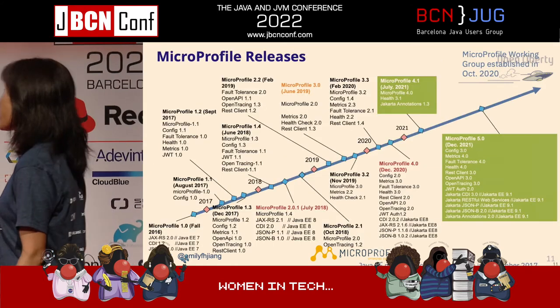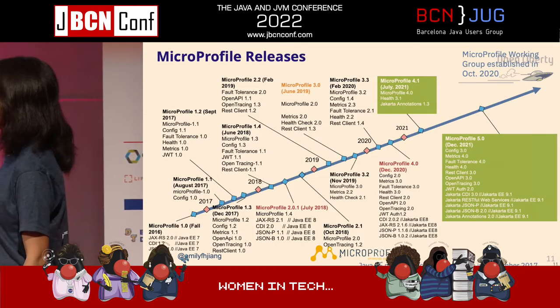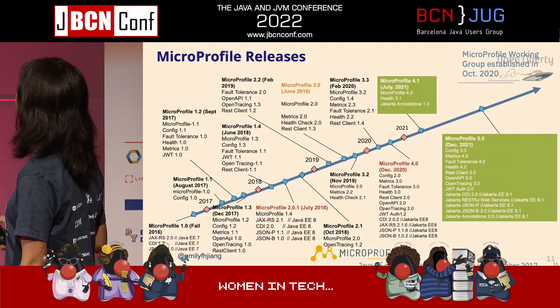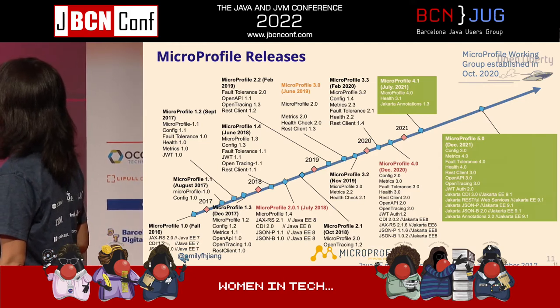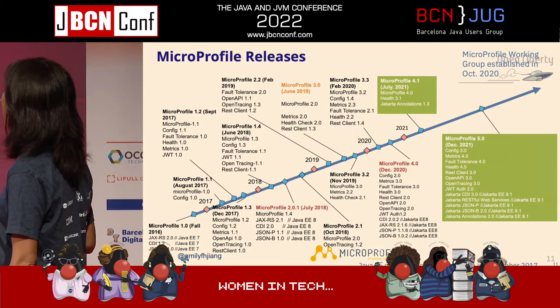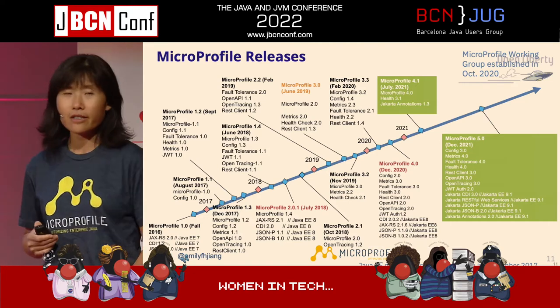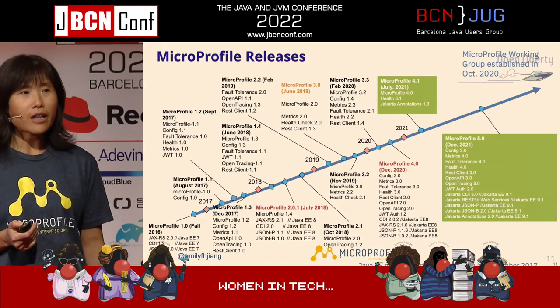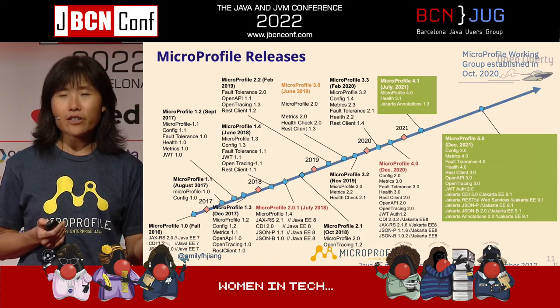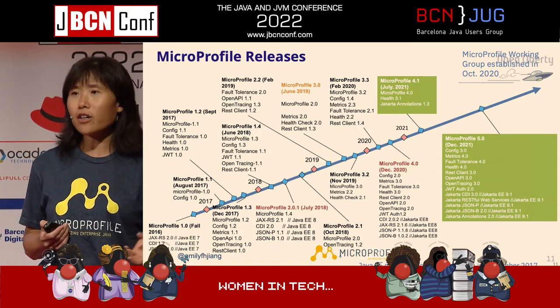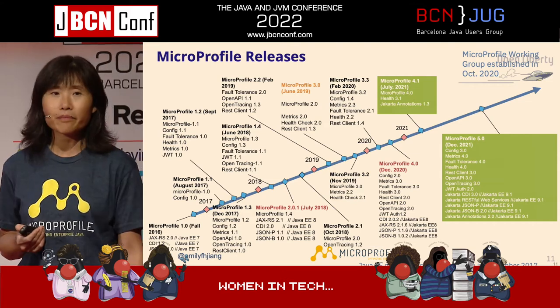So here is a busy timeline. It started in 2016. In December last year, we released 5.0. Between 4.1 and 5.0 is pretty much just a Jakarta namespace change. Basically, previously it depended on the Java EE packages, now it depends on the Jakarta packages.